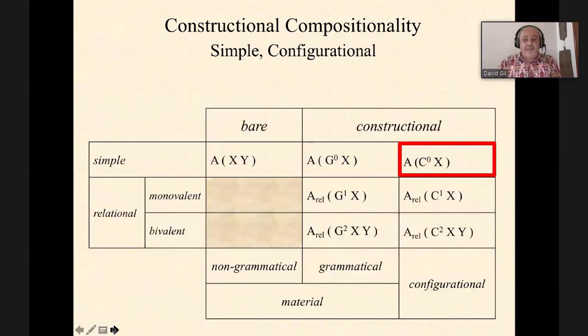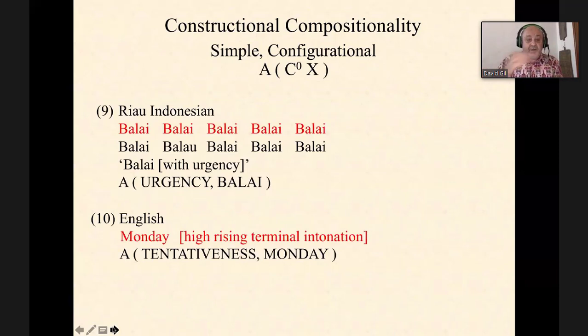We move on to the second type of constructional compositionality, and this is configuration. Here are two examples from human languages. The first one is, imagine a boatman on a pier in Indonesia. His boat is about to leave a place called Balai, and he shouts out Balai, Balai, Balai, Balai, Balai. And what the repetition does is convey urgency.